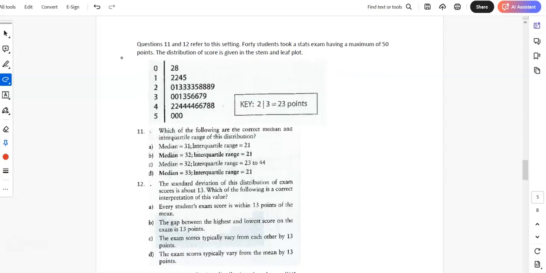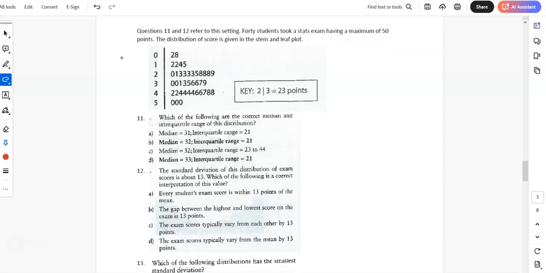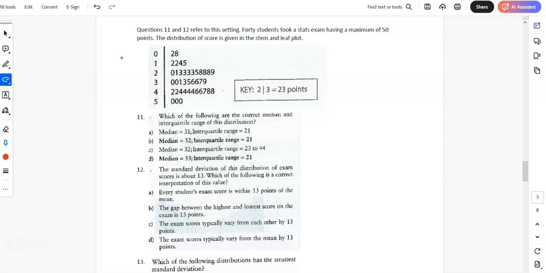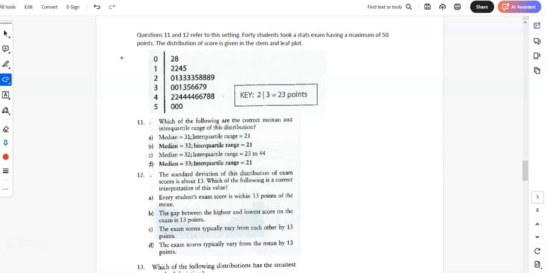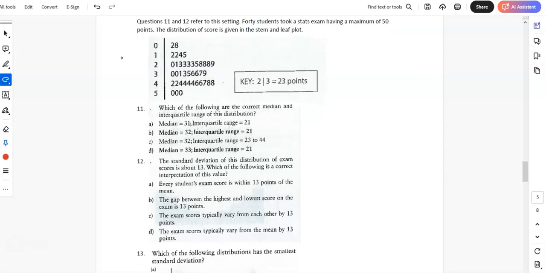Questions 11 and 12 refer to this setting. 40 students took a stats exam having a maximum of 50 points. The distribution of scores is given in the stem and leaf plot. Which of the following are the correct median and interquartile range of the distribution? You could type this in your calculator if you wanted to.